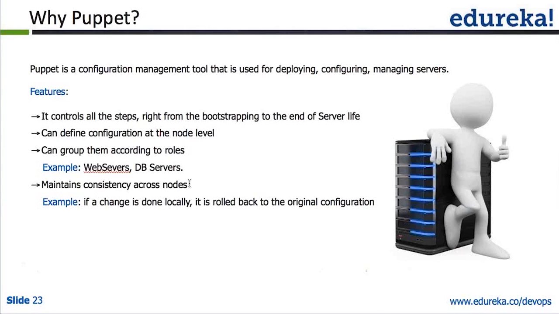It maintains consistency across nodes. So that means if you have, say, 100 web servers today, and you add a 101st web server now, and you also made some local config changes, what will happen is, as I said, you can have the httpd.conf file centralized on your Puppet master, and any change that you do on your centralized server will get replicated across all 101 servers. Now, if you make one local change on the 101st server that you added, that will get overwritten, because you definitely want to have consistency across all the 101 servers that you have.